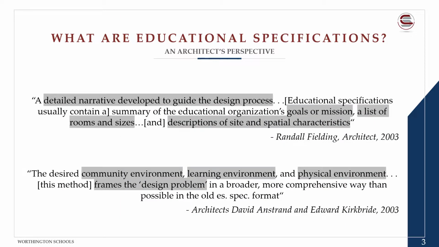To define what an educational specification is, we look at some of the experts out in the field that help us outline the purpose and what an educational specification is designed to do. But basically it is a detailed narrative to develop a design process. It outlines what the community's expectation of learning environments and the physical environments are going to be based on what is going to happen within the school. And so you design a school based on the functions that occur within the school.